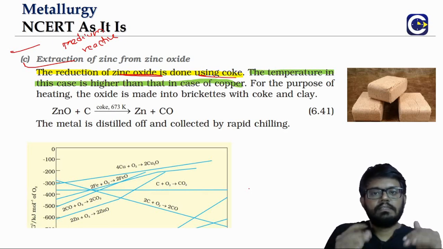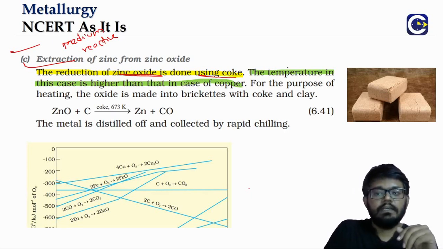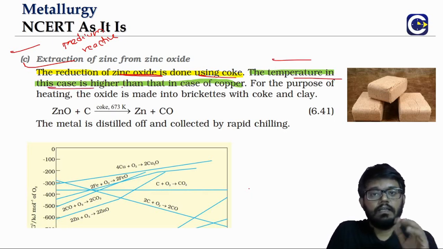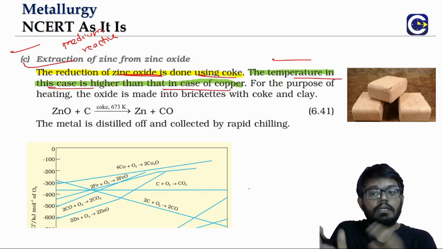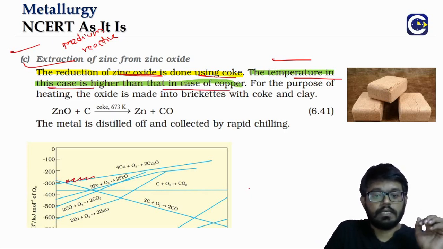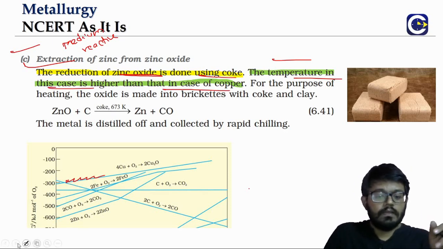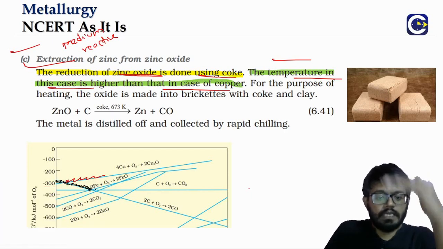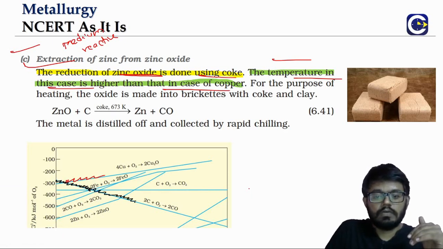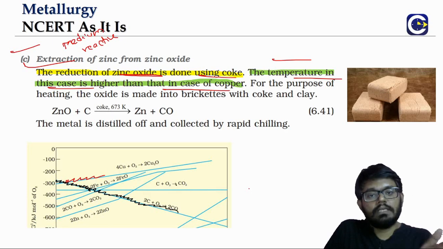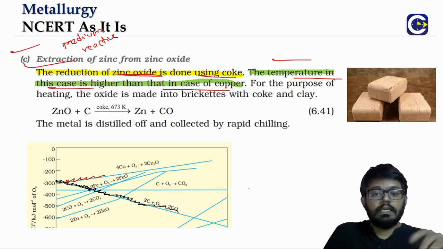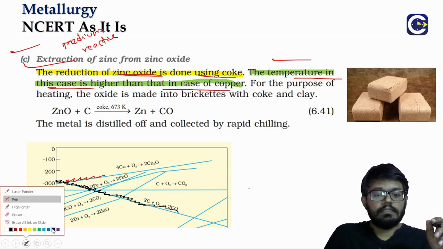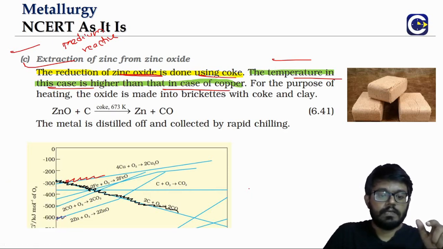So if you just compare this purely on thermodynamic aspects, the temperature required for the reduction of zinc oxide will be higher than in the case of copper. Remember, the copper curve is actually sitting at the top. Even at low temperature, the coke curve is lying below the copper curve. This is the coke converting into CO. So even at low temperature, coke can reduce copper oxide, but that is not the case for zinc. Where is the zinc curve? Zinc curve is here. So you have a crossover temperature.